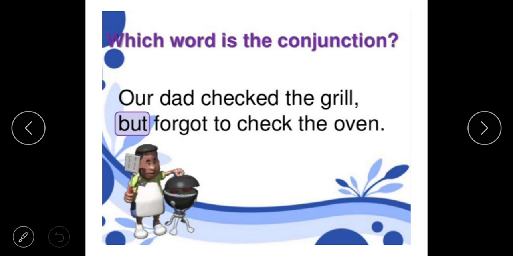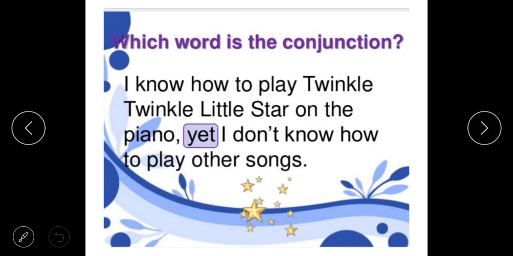Which word is the conjunction? Again we have to identify. Our dad checked the grill but forgot to check the oven. My dad checked the grill but forgot to check the oven. Okay, this one I have explained.